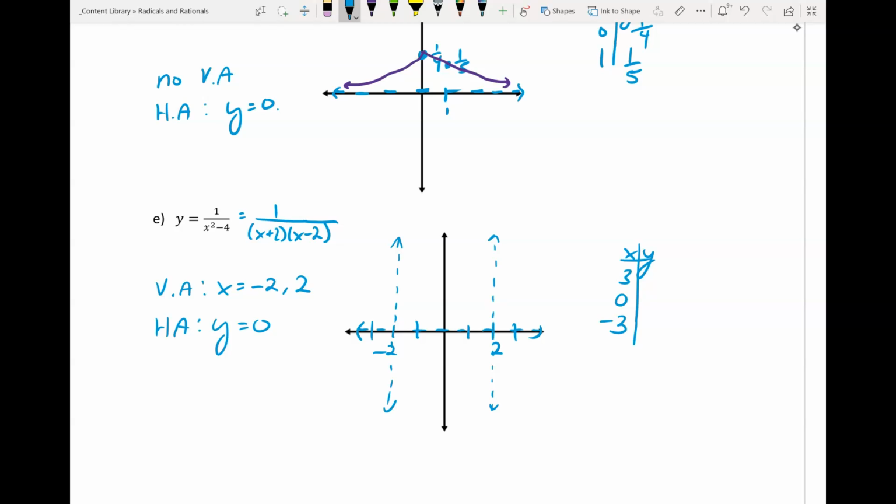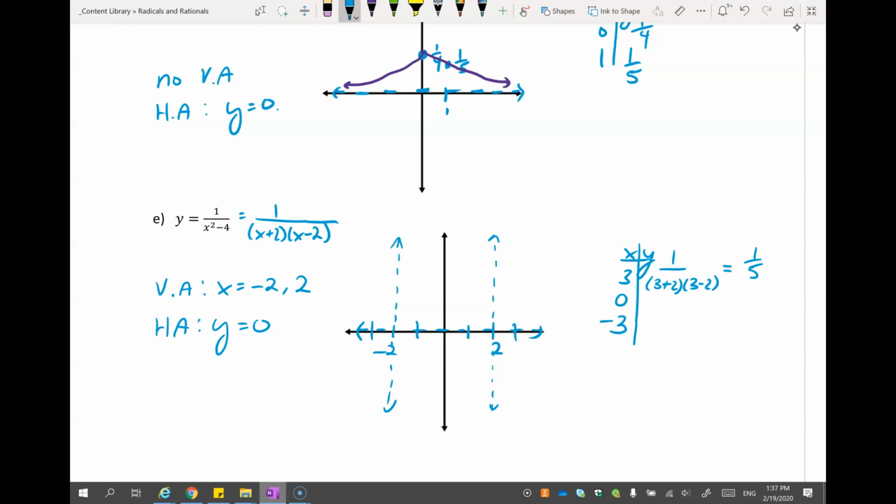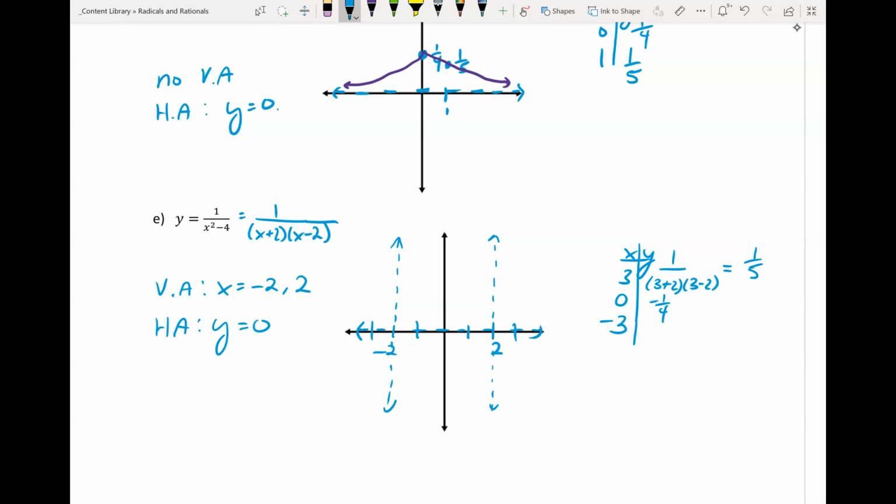Now I'm going to find the corresponding y values. That's going to be 1 over (3 + 2)(3 - 2), which is 1 over 5. For 0, we're going to have -1 over 4. For -3, we're going to have 1 over 5.